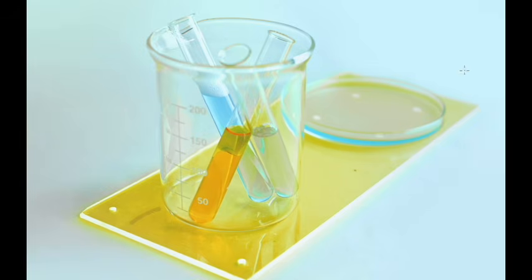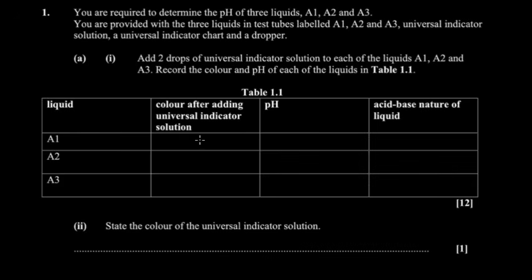That's it. And then you'll be able to write here: color after adding universal solution. Then the pH will be based on the universal indicator chart. Everything that you're doing, you're taking from the experiment. You're not taking anything from your head.